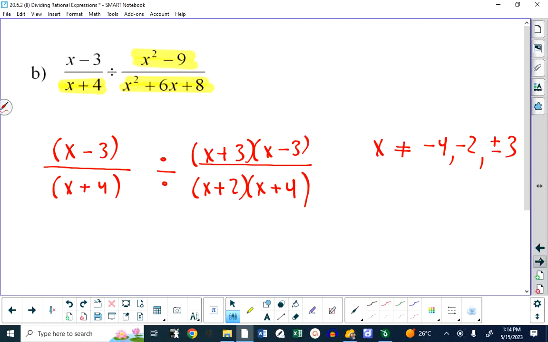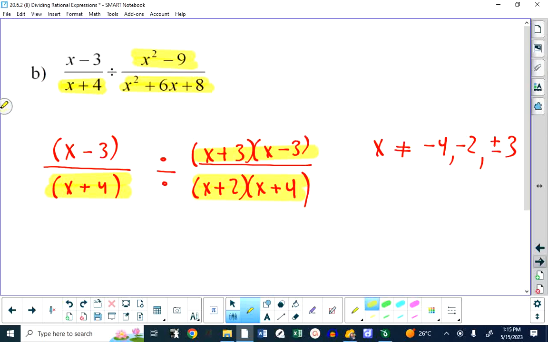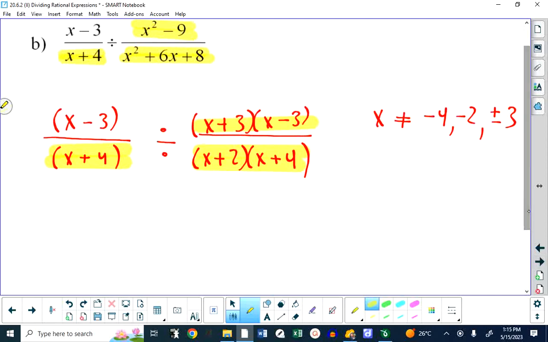Because again, non-permissible values are where any denominator is equal to 0 or where any numerator of what you're dividing by is equal to 0. Because if that thing we're dividing by has a numerator of 0, then that thing we're dividing by is 0, and you can't divide by 0. Now we flip it over.